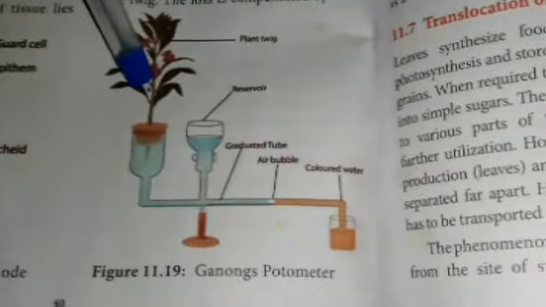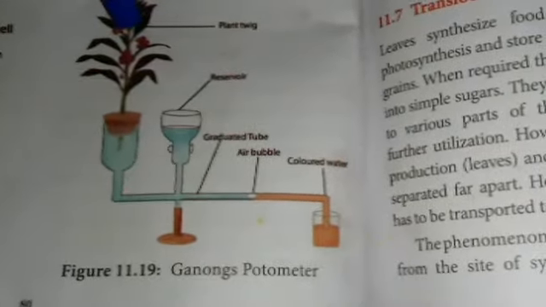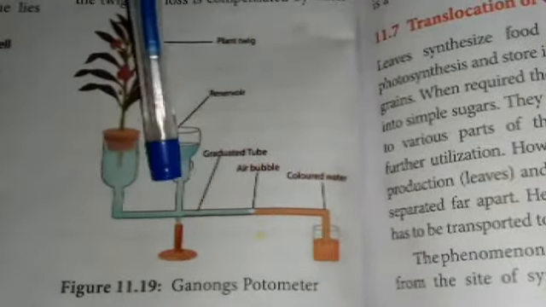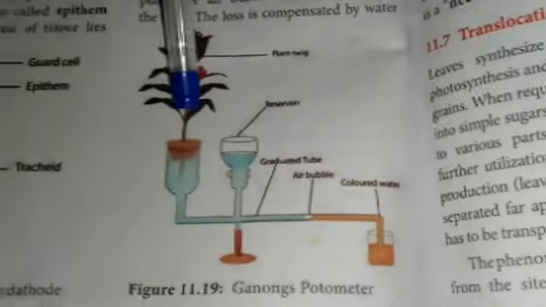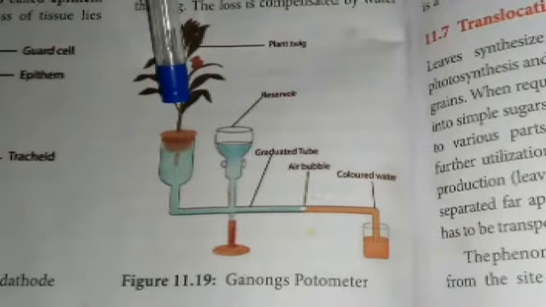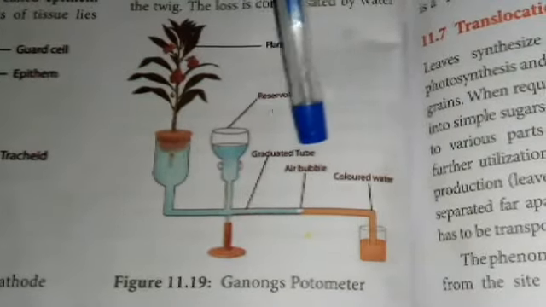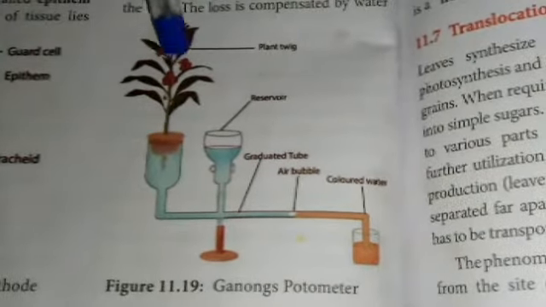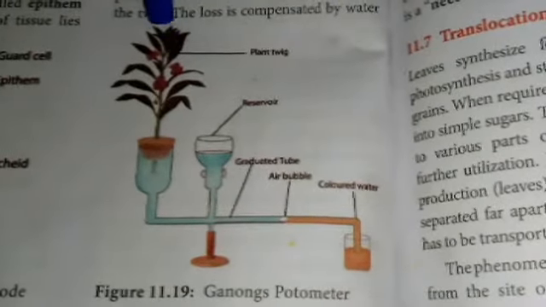The loss of water is compensated by the water which is absorbed through the xylem of the twig. Thus, the rate of water absorption is equal to the rate of water lost by means of transpiration. So the Ganong apparatus is used to measure the rate of transpiration indirectly. The amount of water absorbed by the plants through the xylem is equal to the amount of water lost by transpiration.